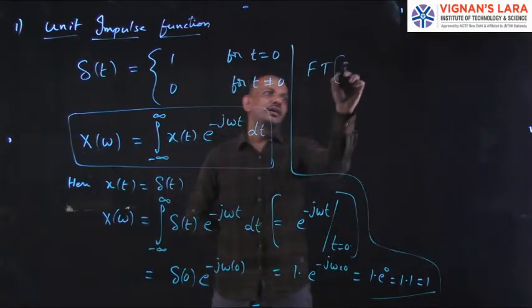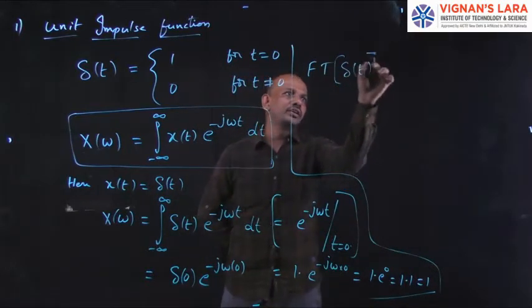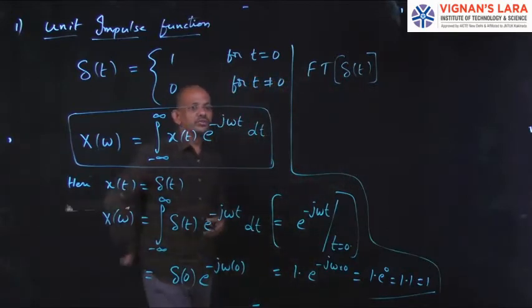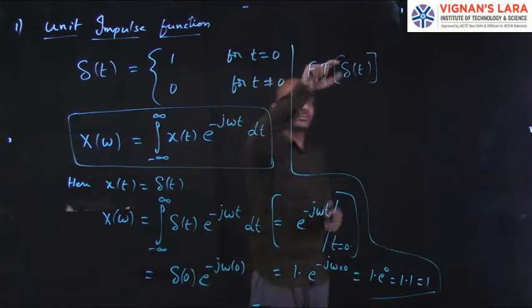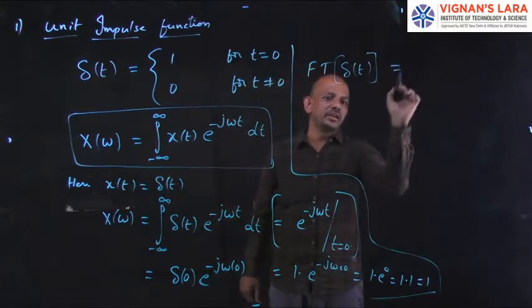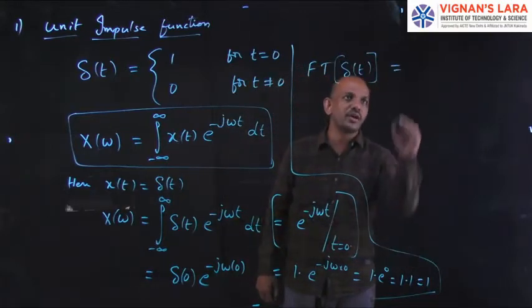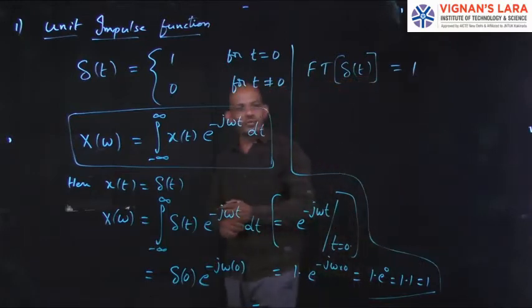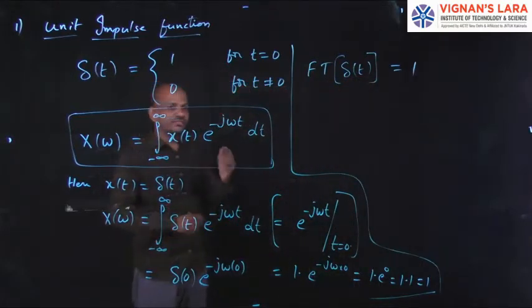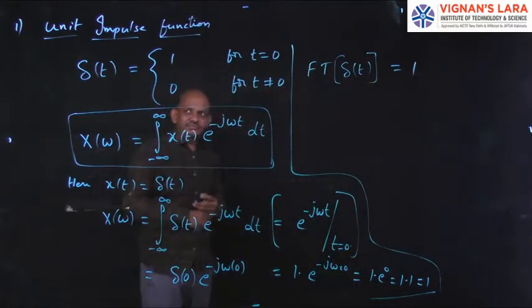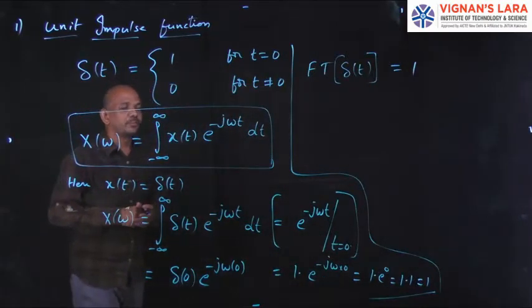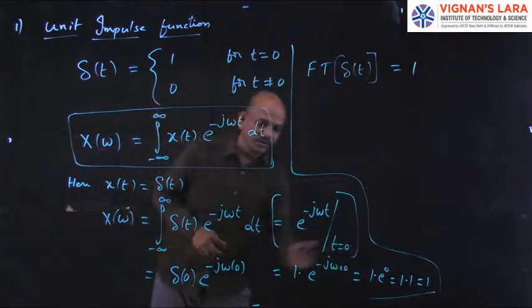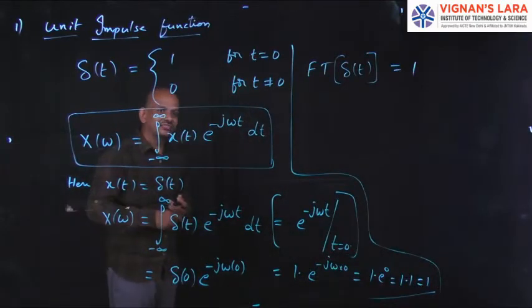of del of t. So this is how to denote the Fourier transform of del of t. That will be equal to, what is the Fourier transform of del of t? 1. That is nothing but 1. Okay, in this way you can represent. Now here this del of t and the 1 will form a Fourier transform pair.